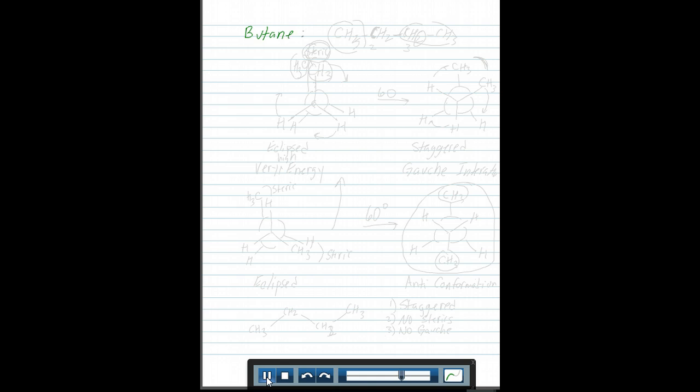Okay? Another one is if we look at butane. If we look at butane, you can see it a lot better. So let's look at butane, which is CH3, CH2, CH2, CH3. And what we're going to look down is carbons 2 and 3. That's the bond that we're going to look down.